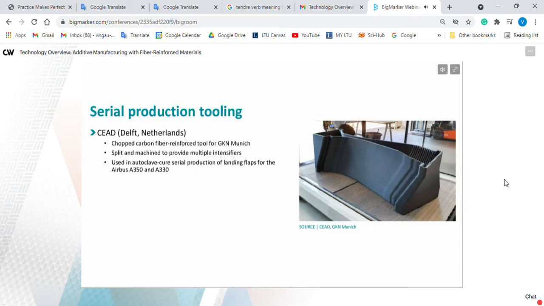Now, GKN Munich is going to continue that work with CEAD. They have another project, a 2-year project, along with Airbus, and they will be printing larger tools that use both chopped and continuous fiber. This is stage 2 of a 4-stage roadmap that GKN Munich discussed last year in the symposium that TU Munich held in September. And basically stage 4 is where they move toward not just serial production of tooling, but serial production of 3D printed composite flying parts.